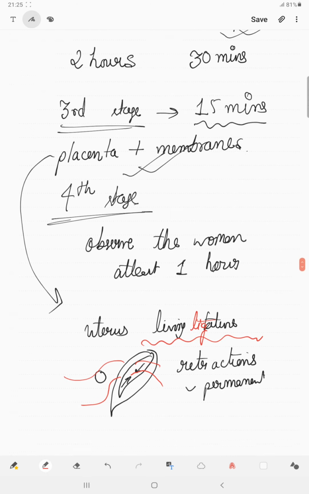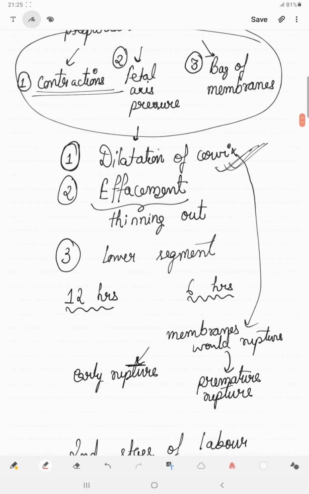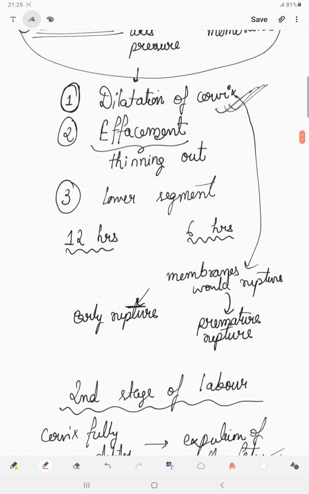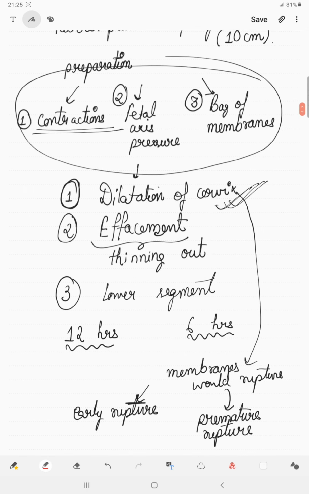Okay, so we have completed the 4 stages of labor, right? And apart from this, I would want to tell you all how clinically you would assess these contractions. See, for contractions, in short, for knowing the contractions, you just place your hand on the fundus of the uterus of the woman.